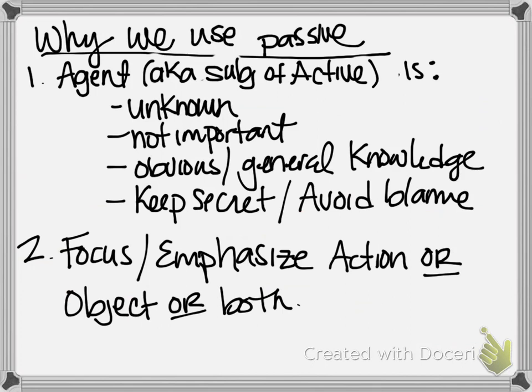Okay, and now that we've gone over some of the examples of passive, it's just helpful to remember why we even use passive. One, when the agent, also known as the subject of the active, is unknown, not important, obvious or general knowledge, to keep a secret or avoid blame, or to emphasize or focus on the action or object, or sometimes both the action and object, or sometimes it's a combination of these two.